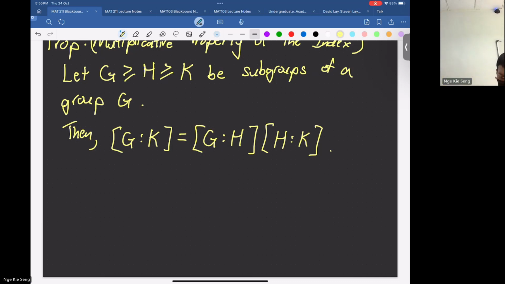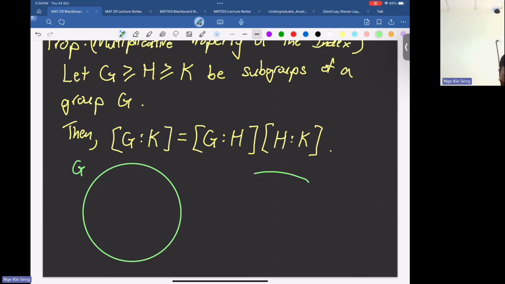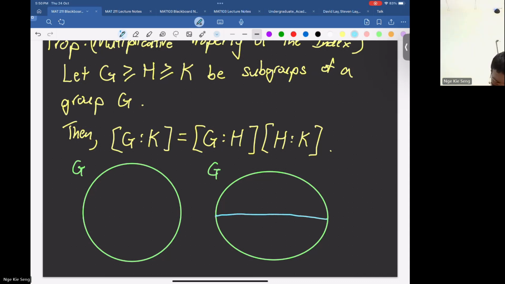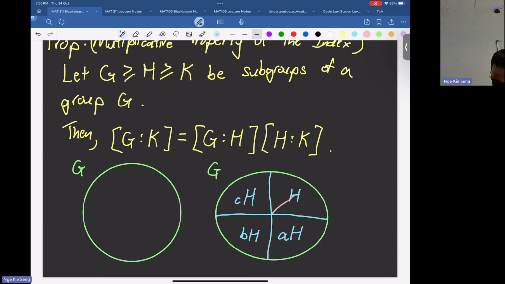Okay. So how do you draw it? On one side, you should have your G. On the other side, you also have your G. On the right-hand side, you can cut your G with your H first. Maybe something like this. For example, you have H, AH, BH, and CH. But you're going to cut your H with your K. So for example, this piece here, let's cut it into two of them.